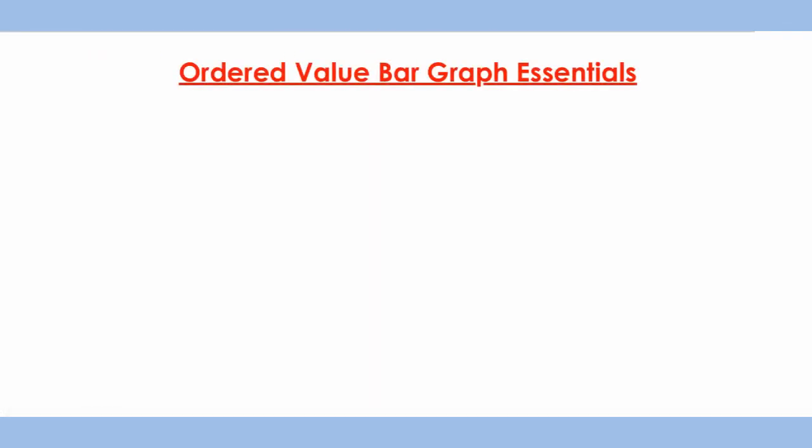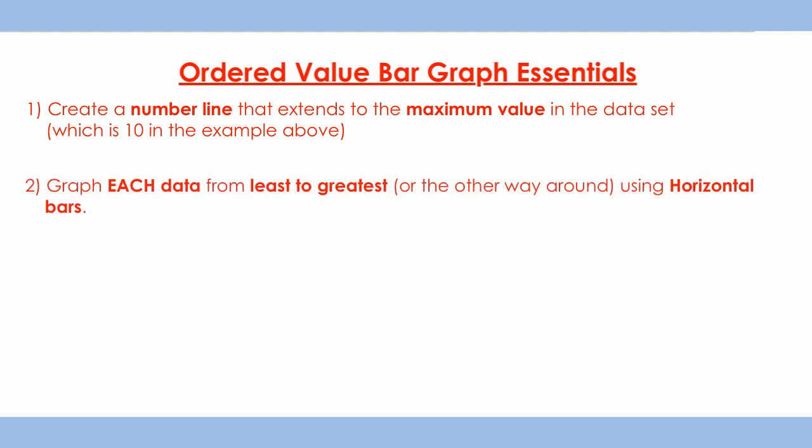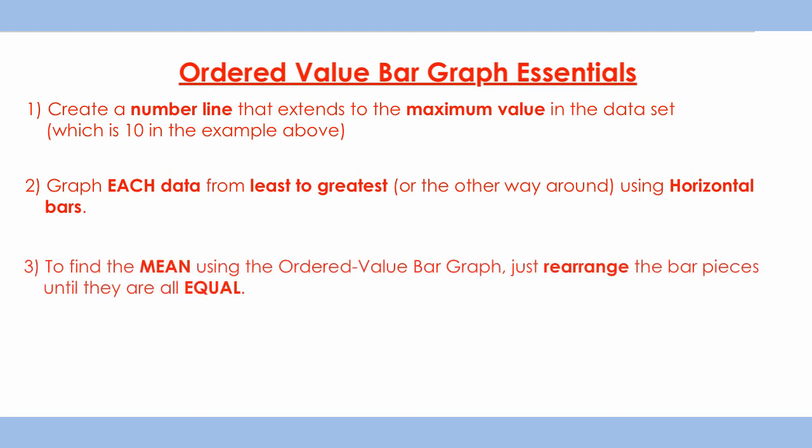To recap, here are the essentials for the order value bar graph. 1. Create a number line that extends to the maximum value in the data set, which is 10 in the example above. 2. Graph each data value from least to greatest using horizontal bars. 3. To find the mean using the order value bar graph, just rearrange the bar pieces until they're all equal. Okay, that's it for the lesson.